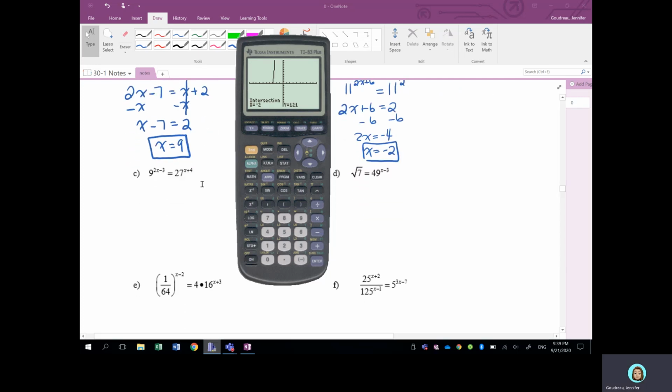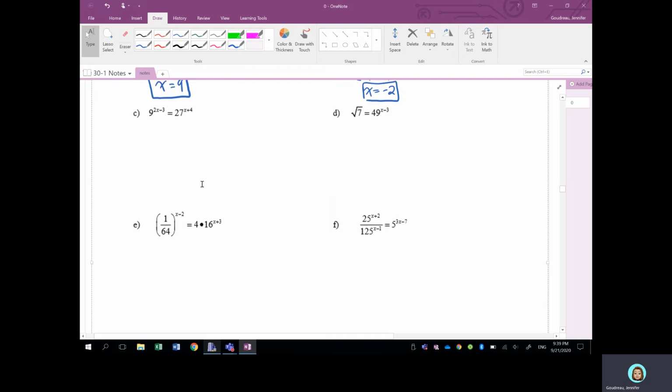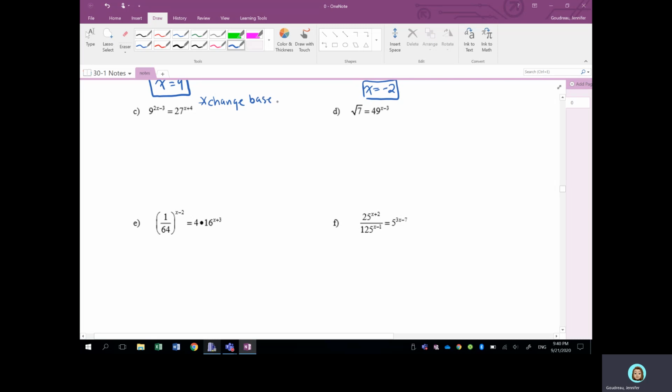All right, part C, a bit more of a challenge. 9 to the power of 2x minus 3 equals 27 to the power of x plus 4. So I can see right now different bases, and I also recognize that I cannot write 9 with a base of 27, and I cannot write 27 with a base of 9. So what we're going to have to do in part C is change the base on both sides. So a bit more of a challenge here.